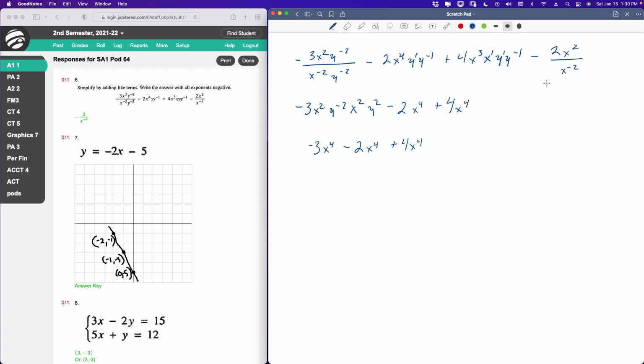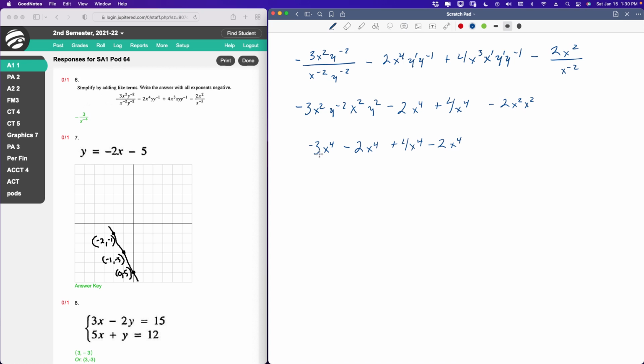Now here we have minus 2x squared, and then we have a negative x to the negative 2 here. So when we bring it to the top, that changes to a positive, so x squared again, right? So we add those two together, we get minus 2x to the 4th. These are all like terms because they all have x to the 4th as their only variable. So we can just combine these.